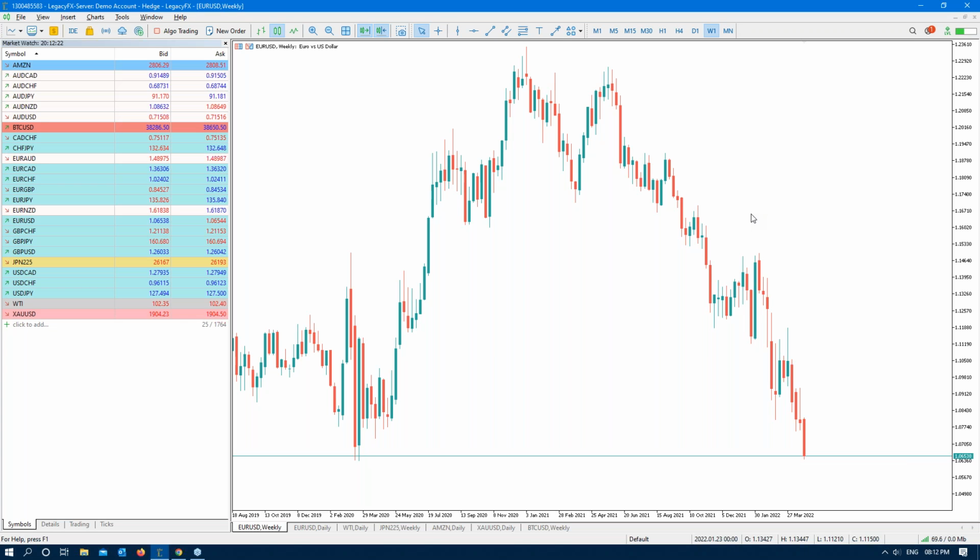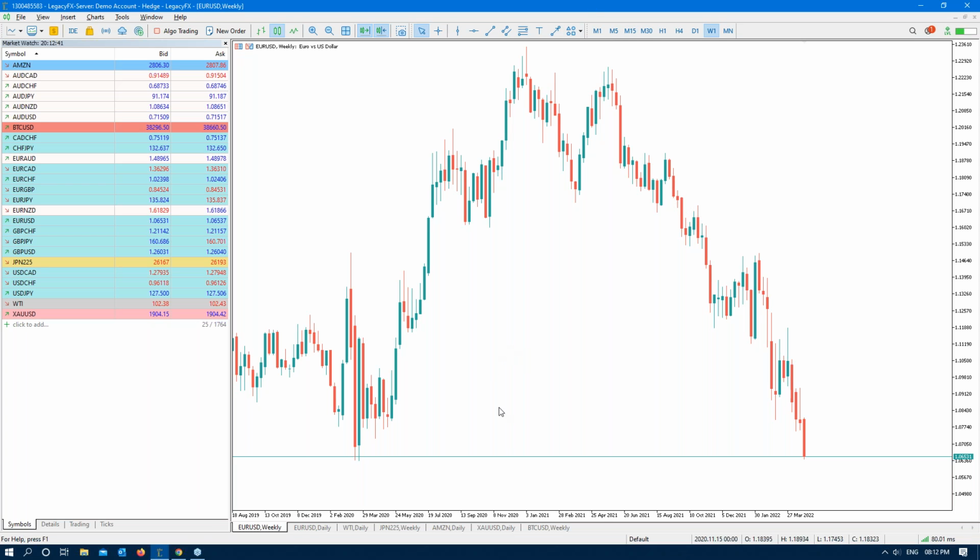So if it is heavily going down for the last several weeks, in a smaller time frame, if you're a 15-minute trader, you would prefer to find selling opportunities, because there's simply more volume and pressure for sell than there is for buy. Simple as that.